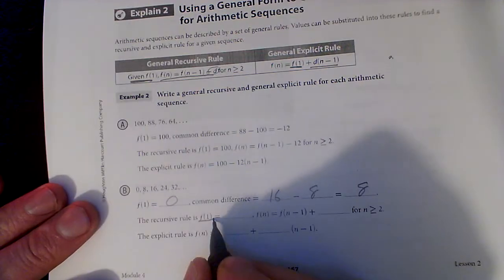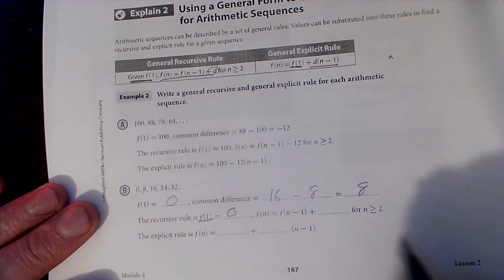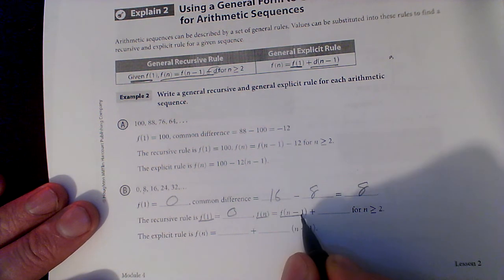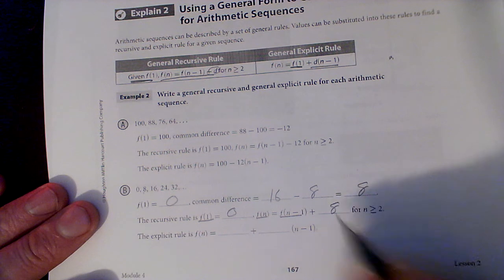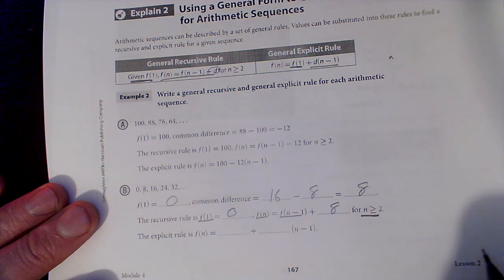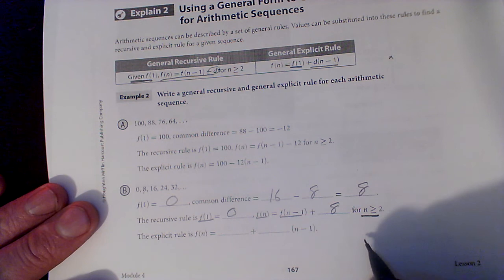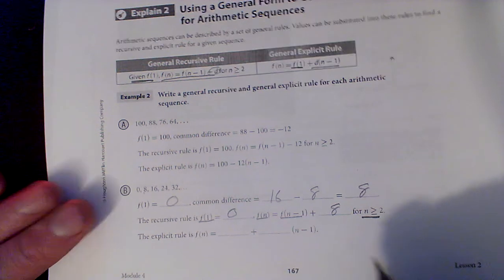For the recursive rule, you write where you start, 0, and then you write your rule. To find your term, you take the term in front of it and add your difference of 8. And this only works for terms bigger than the first one, right? Because we have to have the first term to get the second to get the third. So you write that. Now explicit rule is a little different.